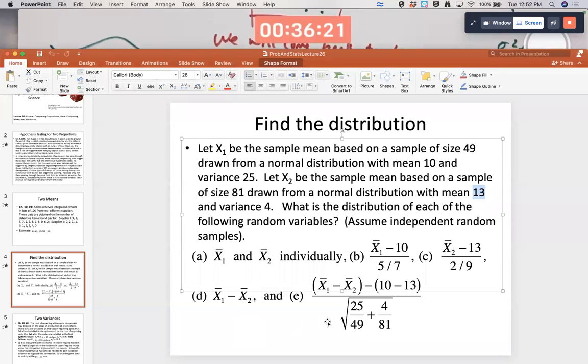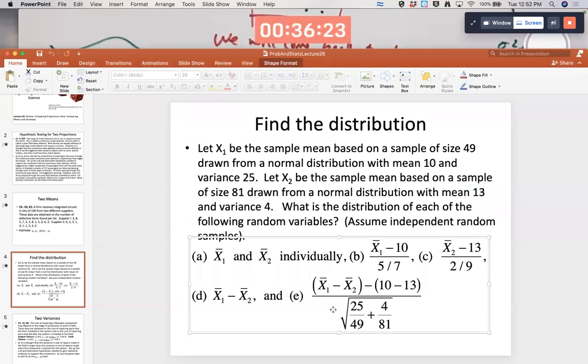Notice in part E, we're taking x1 bar minus x2 bar minus its mean, which is -3, written as 10 minus 13, divided by its standard deviation, the square root of the sum of the fractions I just wrote down, 25/49 plus 4/81. So once again, this is standard normal, N(0,1). So theory is being used here. Chapters 3 and 7, you might say mostly.